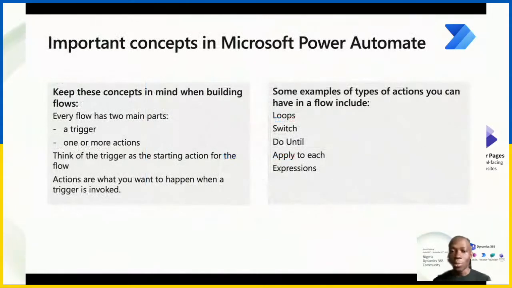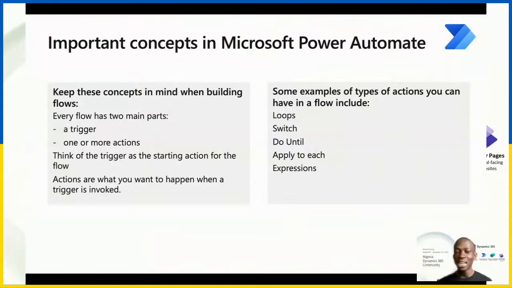Now the concept in Microsoft Power Automate: keep it in mind when building flows. You have a trigger, like I said, and you have one or more actions. You can't just have a trigger. You must have something that happens after the trigger, which means you must have one or more actions after a trigger, right?